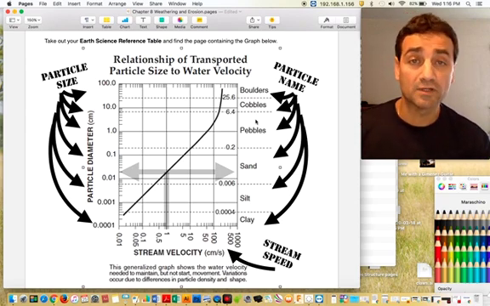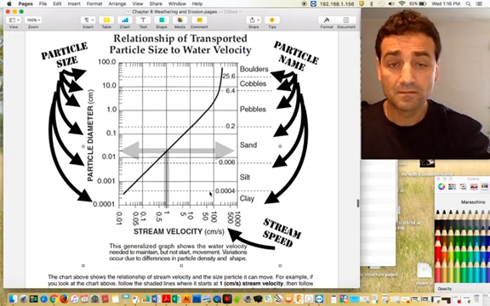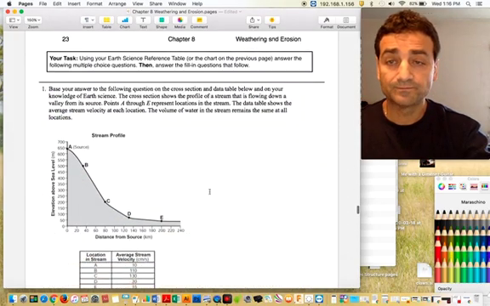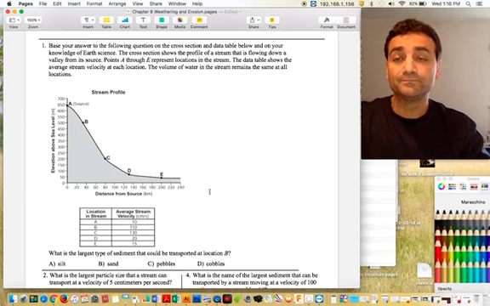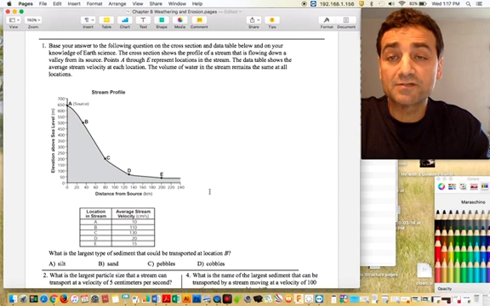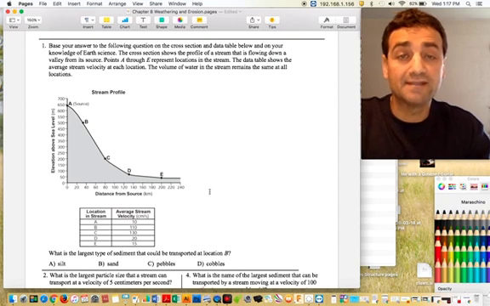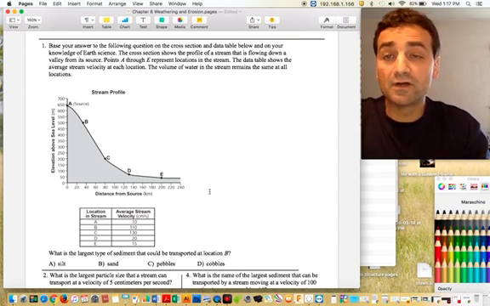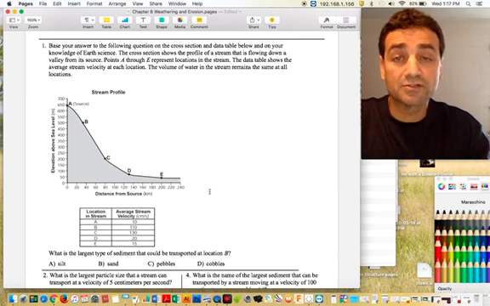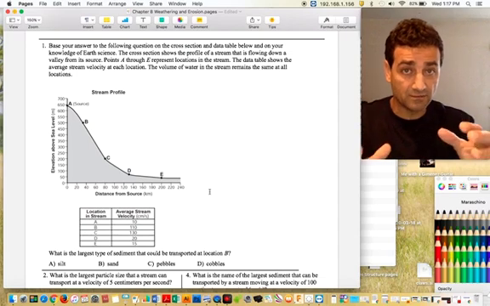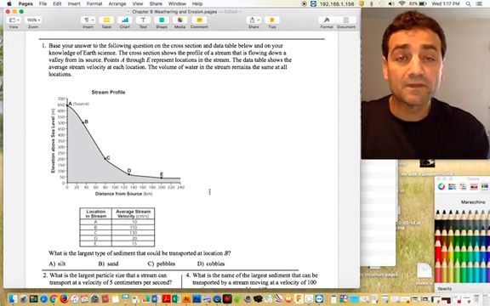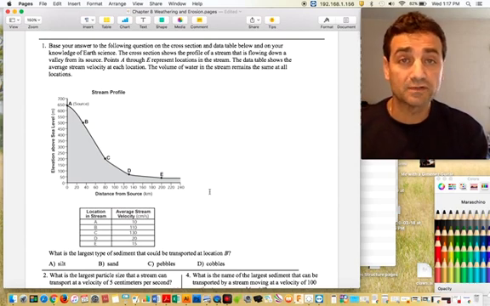Why don't we do the first question together? Let's go up to the next page. All right, here we are. It says here, base your answers to the following question on the cross-section and the data table below, and on your knowledge of earth science. The cross-section shows the profile of a stream. What did I say profile was? Side view, right? Profile of a stream that is flowing down a valley from its source. Points A through E represent locations in the stream.